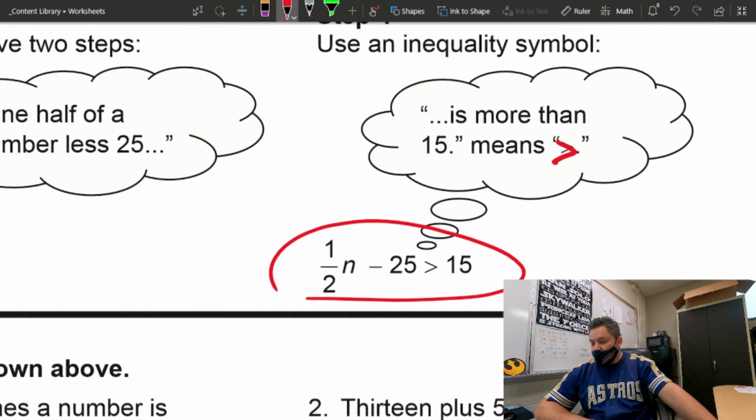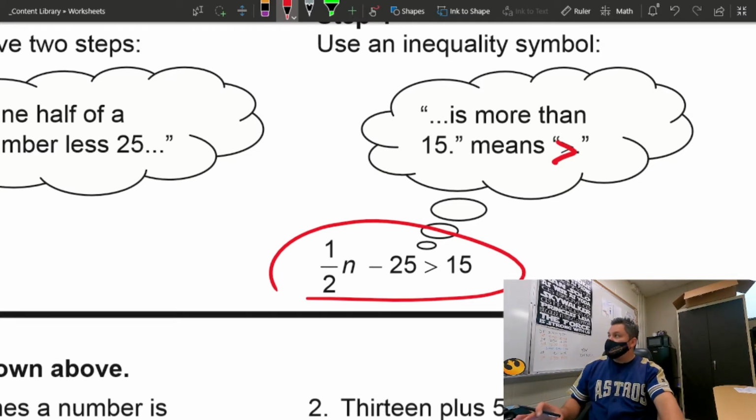One half of a number, or a number divided by 2, decreased by 25, or minus 25, or less 25, is greater than 15, or is more than 15, exceeds 15, something along those lines.